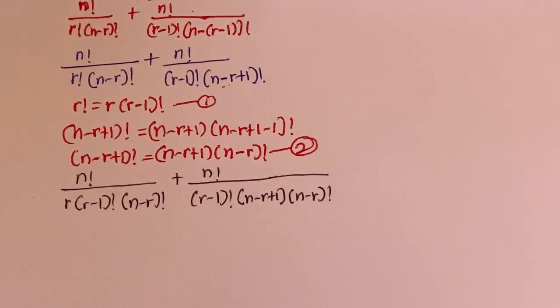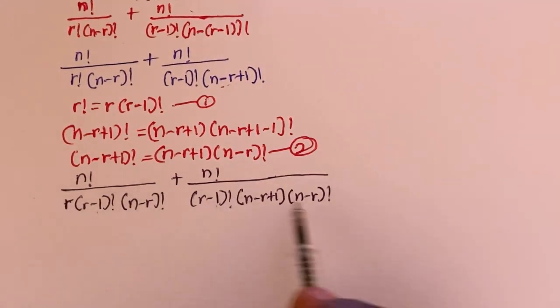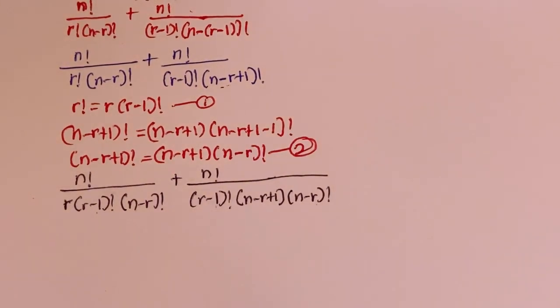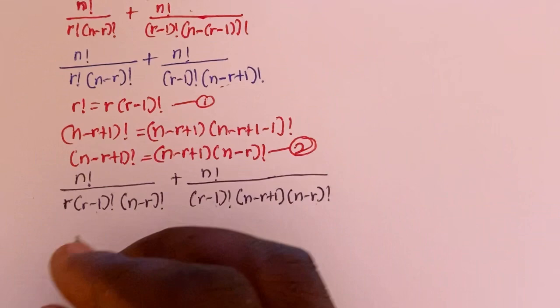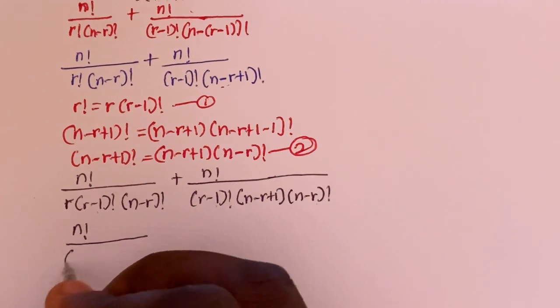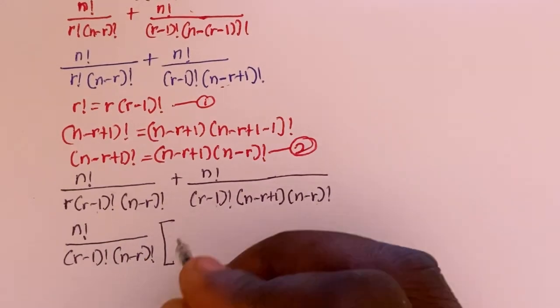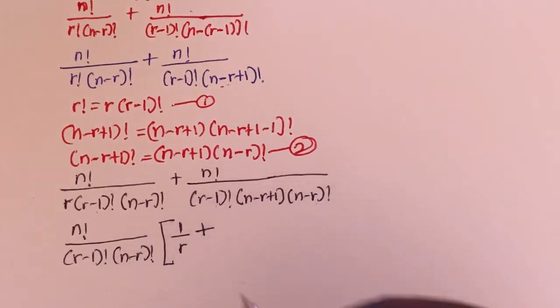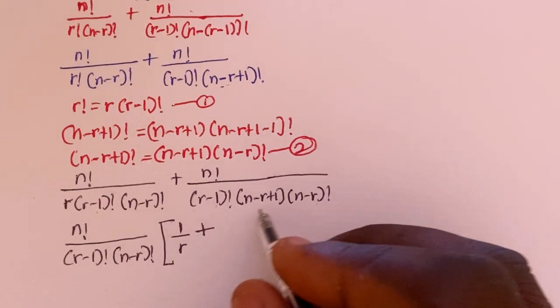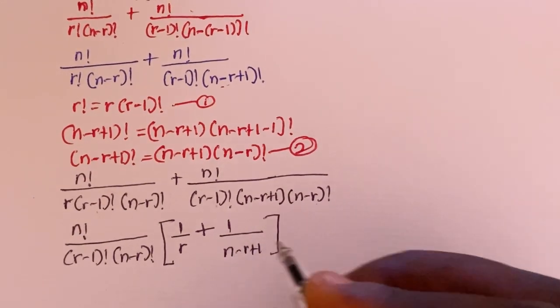So that's just it. What we need to understand here is that we look at both expressions. What can we factorize in this case? We have r here, r minus 1, r minus 1, n minus r, n minus r. So we should just go ahead and factorize that. I'm going to have n factorial, which is common on both sides, divided by r minus 1 factorial into bracket n minus r factorial, then open a bracket. I'm going to have 1 over r here, plus 1 divided by n minus r plus 1.